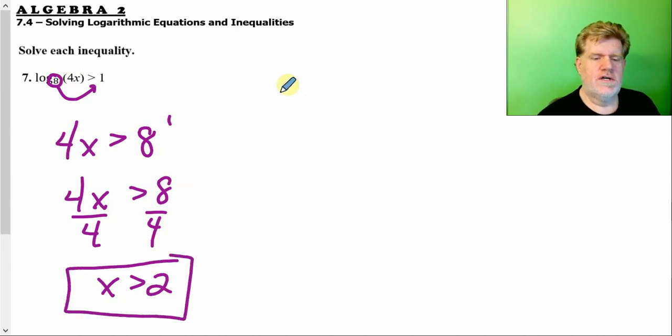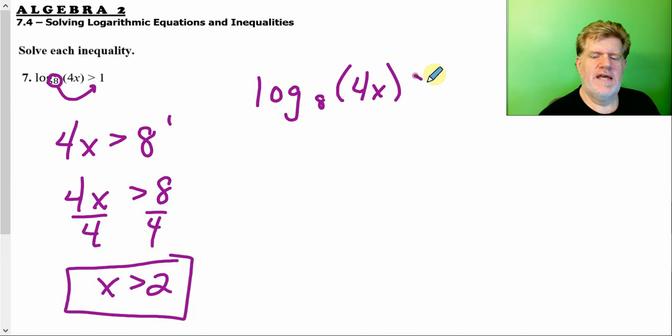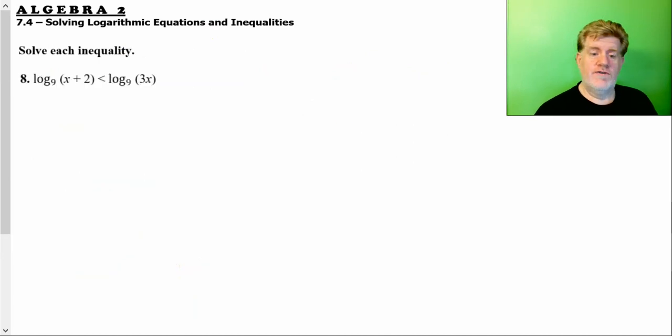All right, just a quick idea. We should check to make sure we're okay. I told you before, be careful. We don't want this to be a negative value. So 4x can't be negative. But if you think about it, if x is greater than 2, this will always be positive. So we're okay. The answer, x is greater than 2, is correct. All right, let's move on.